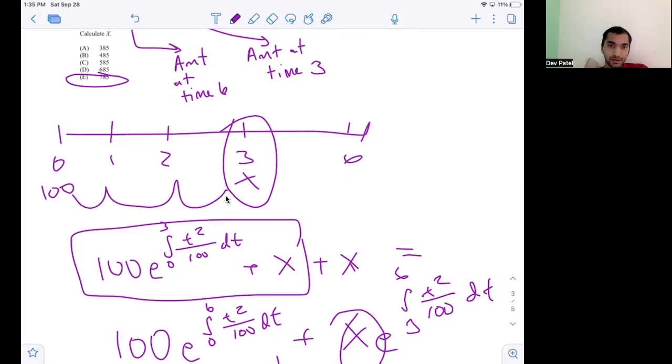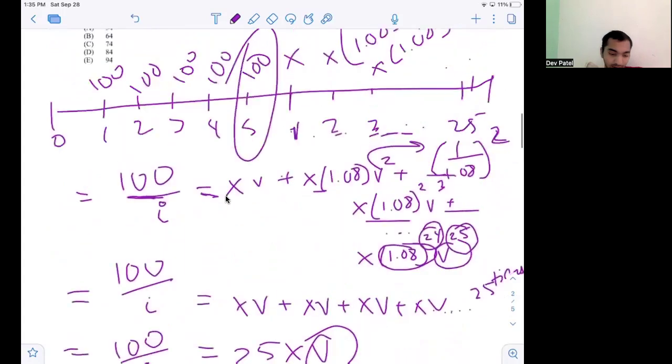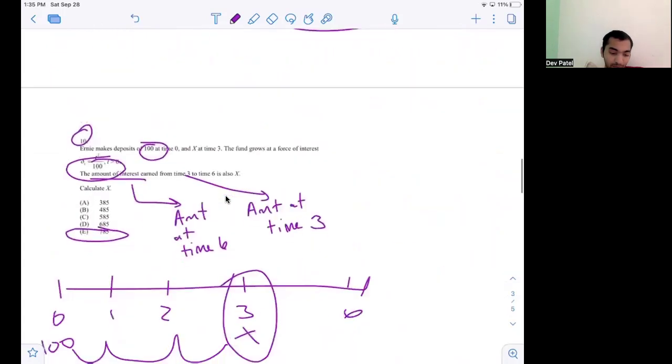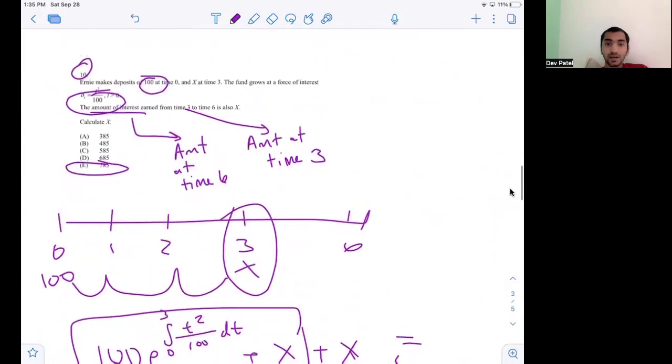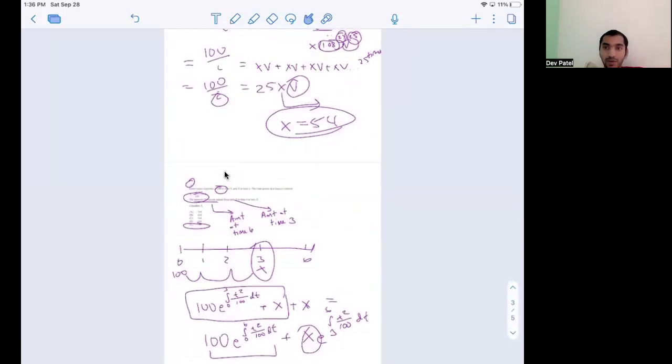Okay, let me just quickly check. This one was 54, and this one was 785. Yeah, this one's 785. I won't go through everything, and again, I'm just going through at a high level how to solve these questions, just setting up the equations, because then you just have to plug and chug into the calculator and get the answer.